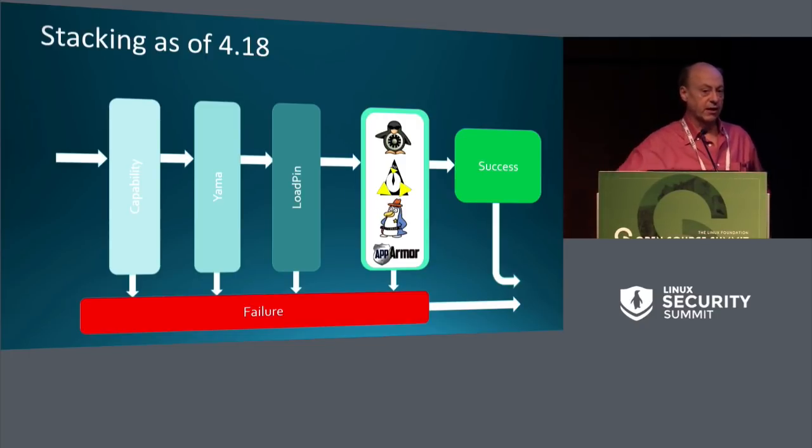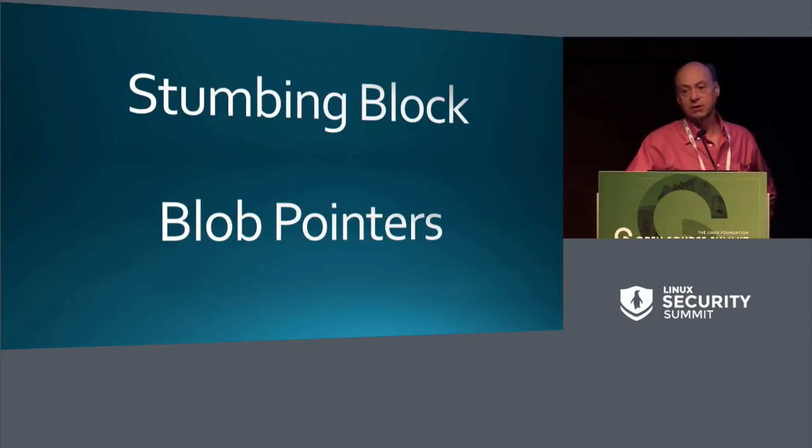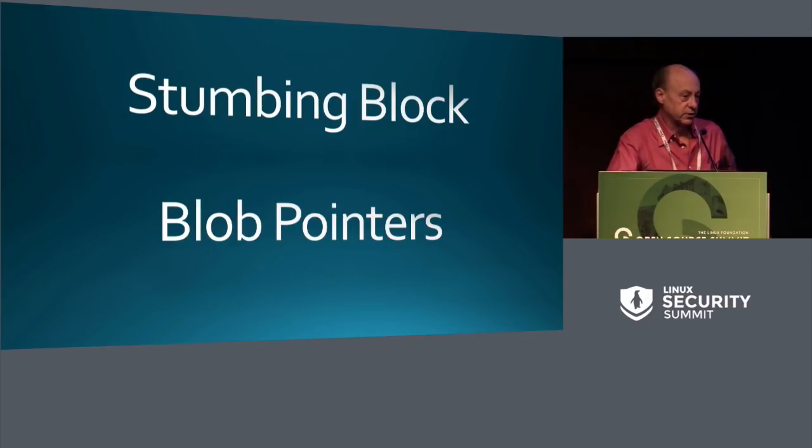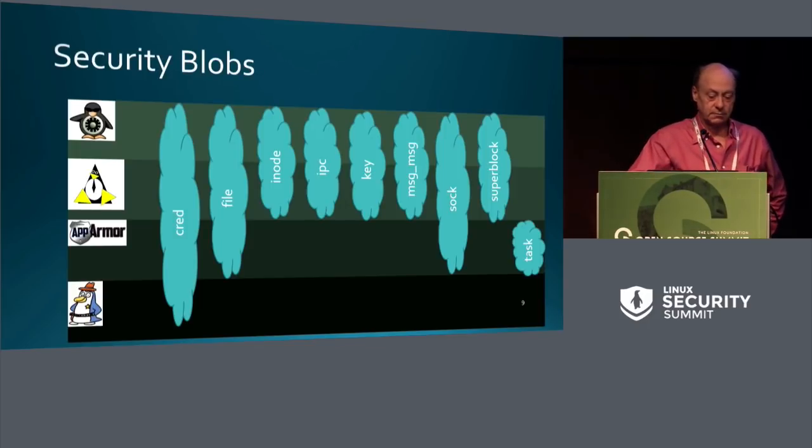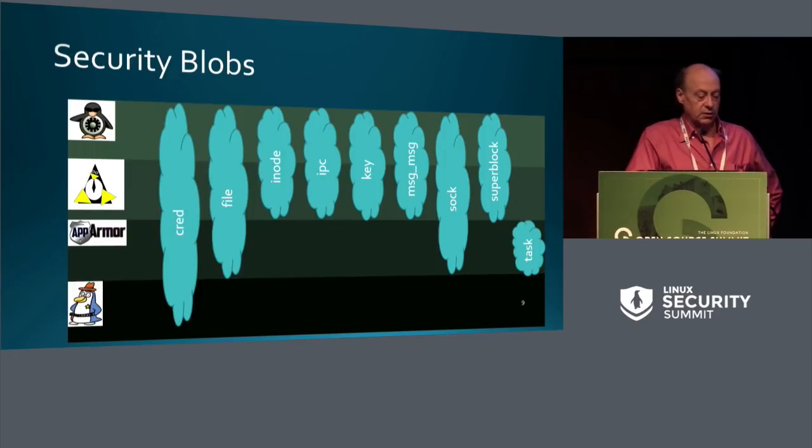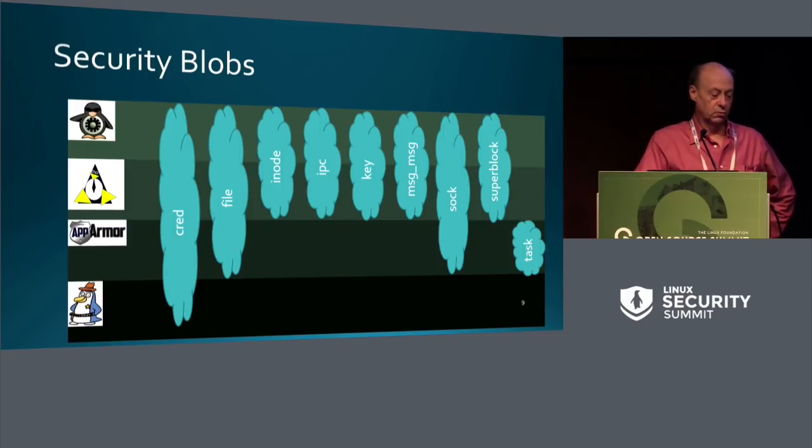So why can't we just stack it all together? Well, we've got a stumbling block. That is blob pointers. Because the various modules want to use security blobs, and we've only got one pointer on each of these data structures to point to security blobs, you can't share them. If you have SELinux and Smack running at the same time, for example, they will each want to use the pointer in the inode structure and the cred structure and a bunch of other structures to maintain their data.